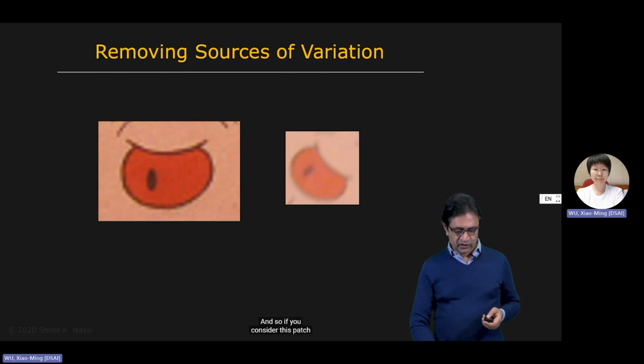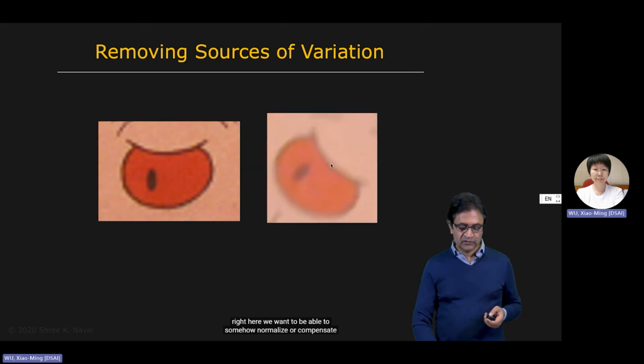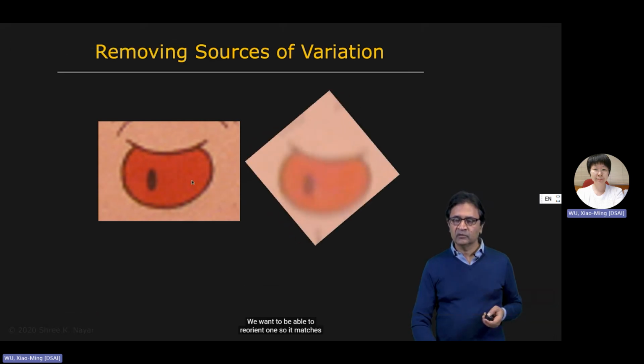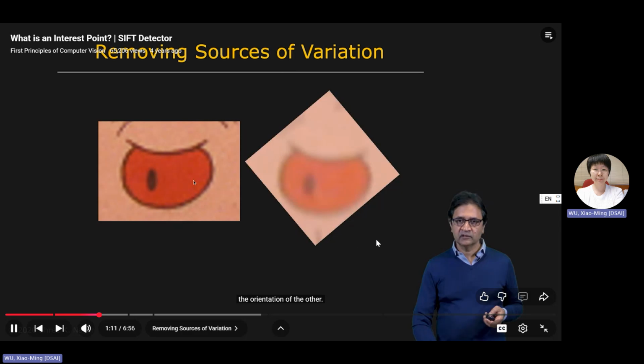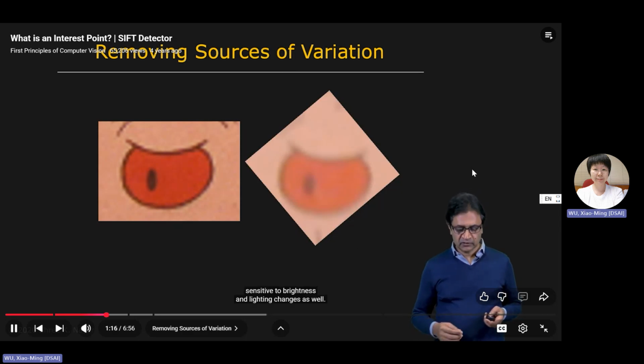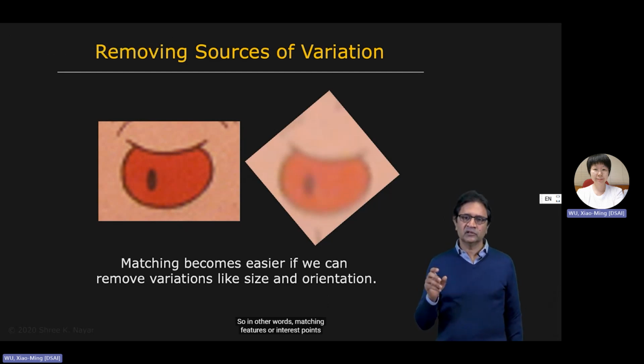And so if you consider this patch that we were looking at earlier, you see the differences right here. We want to be able to somehow normalize or compensate for scale differences. So we compensate for the scaling if we enlarge this one, rescaling one so it matches the scale of the other. We want to be able to reorient one so it matches the orientation of the other. And we also want it to be more or less insensitive to brightness and lighting changes as well. So in other words, matching features or interest points becomes easier if we can remove variations such as size and orientation.